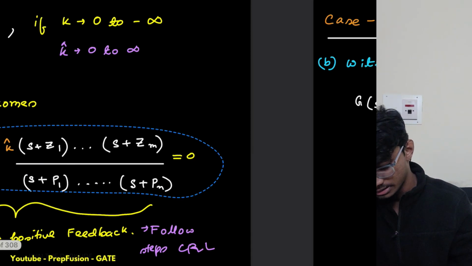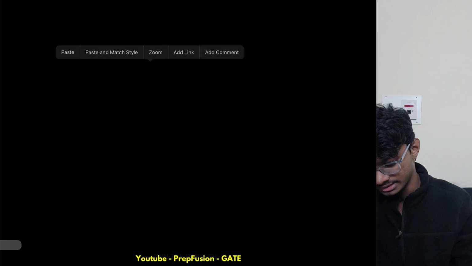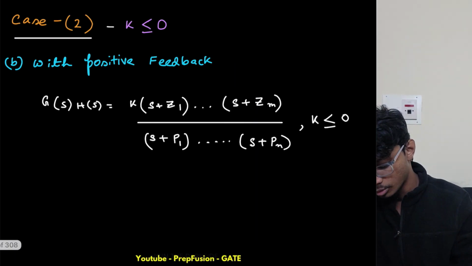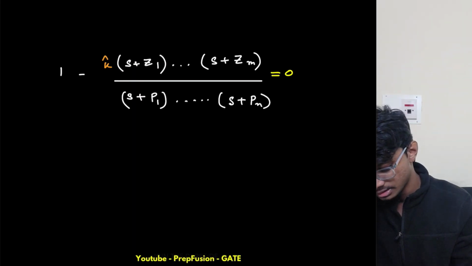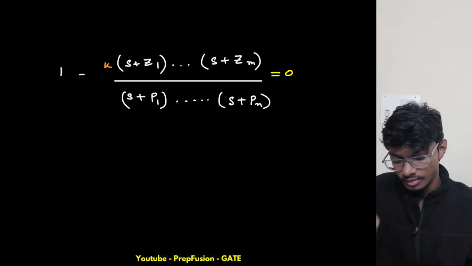Okay, and this time this is not k hat, this is actual k, right? This is actual k, because I have positive feedback here, and if I have positive feedback here, then this sign becomes negative. Okay, and this is k, right? Now again I will do the same thing.